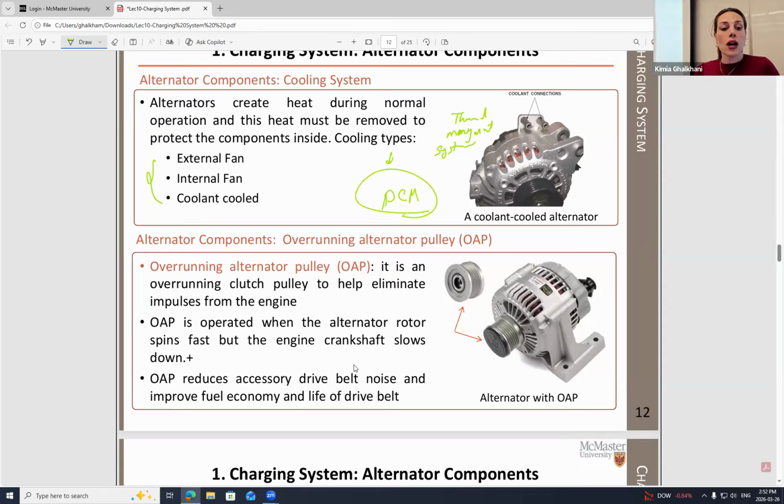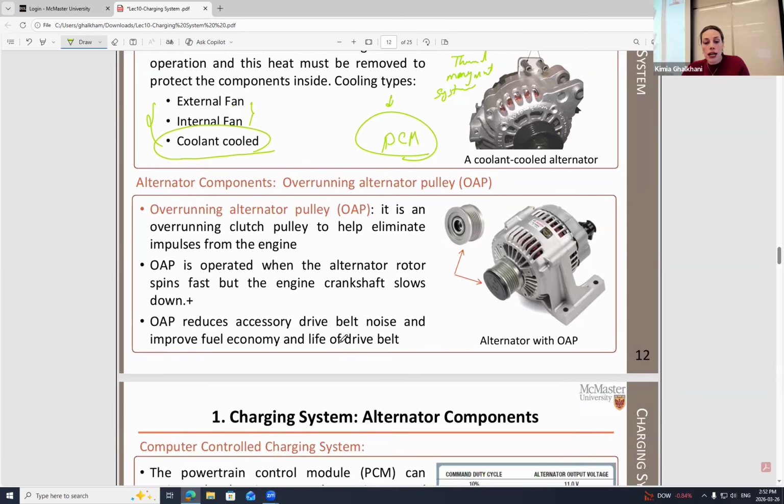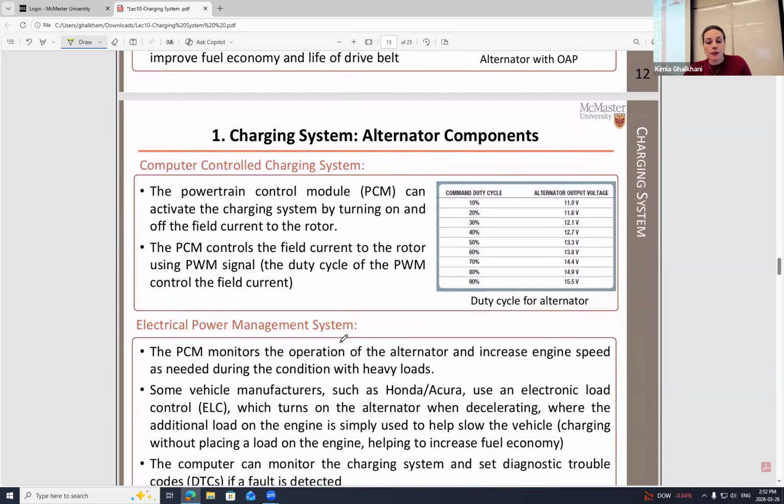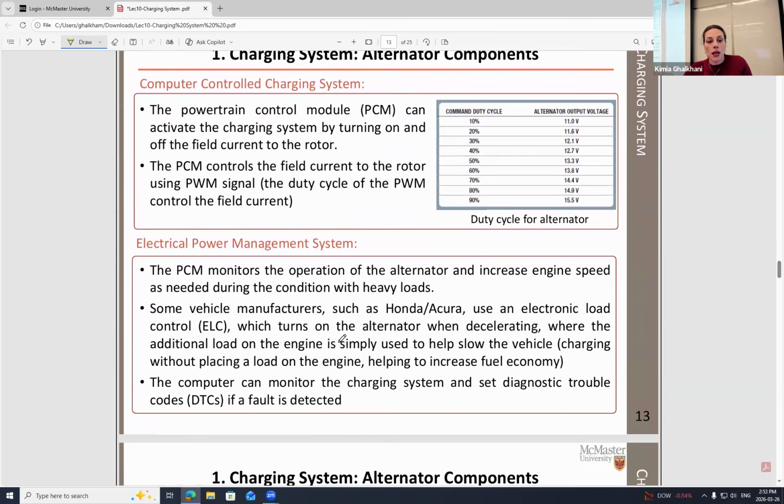So in here, we are having mostly active, because this is about the engine part. So we are looking at external fan or internal fan, and maybe some coolant. These are some methods that we are using in order to get rid of any extra heat around the alternator. In addition to that, I'm going to look at some computer controlled charging systems.